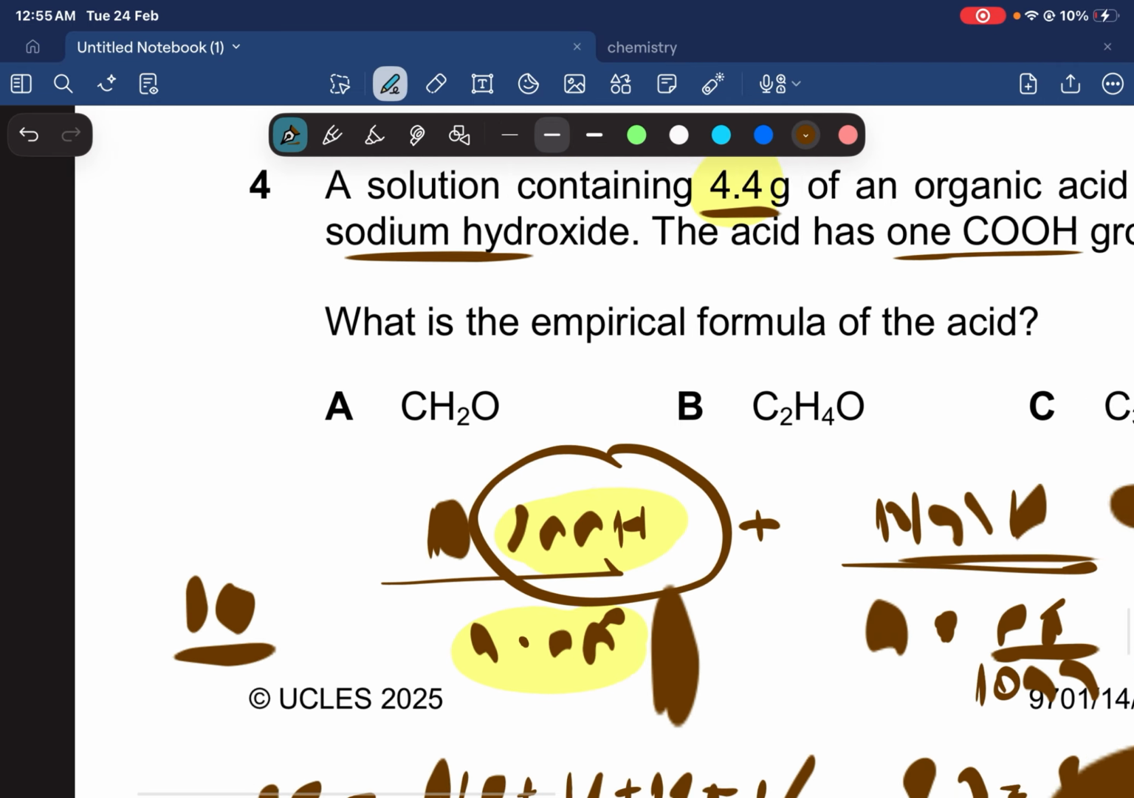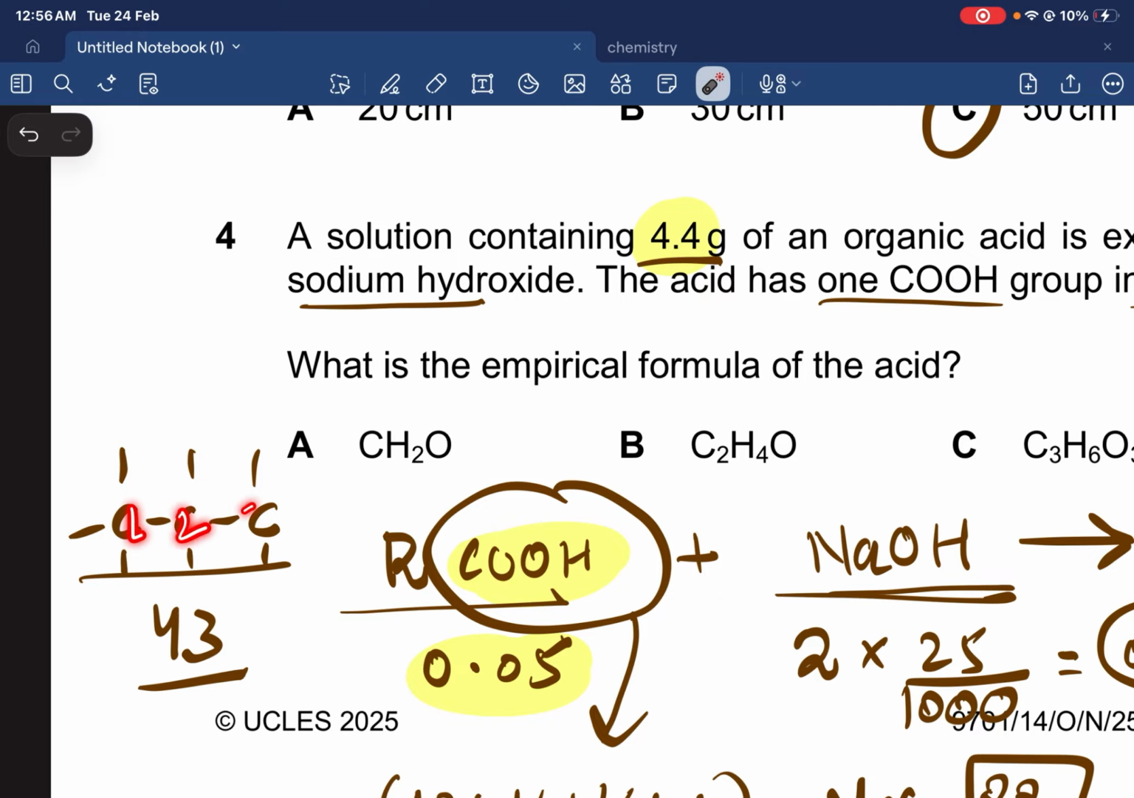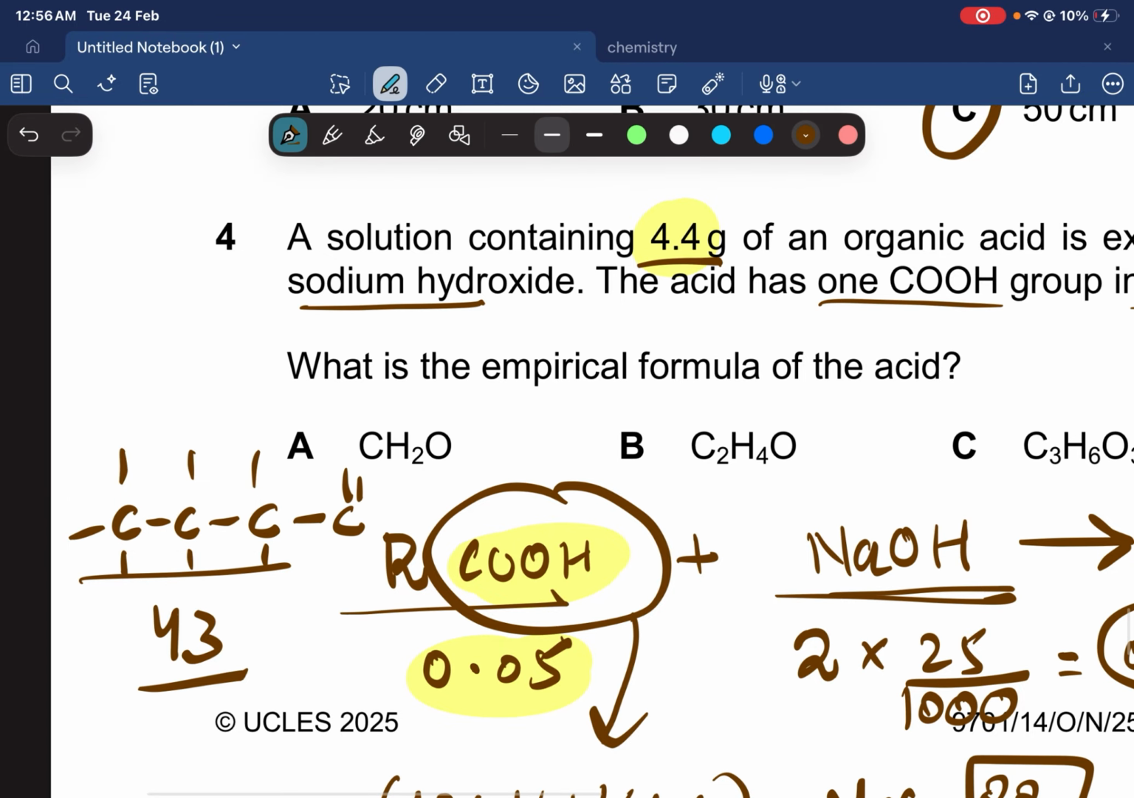And I know that if I have 3 carbons in a row and this many H's, 1 2 3 4 5 6 7, 12 times 3 plus 7 gives me exactly 43. That means I have 3 carbons, 1 2 3 carbons, and the fourth carbon is my acid functional group, and that is exactly the molecular formula of my compound X.